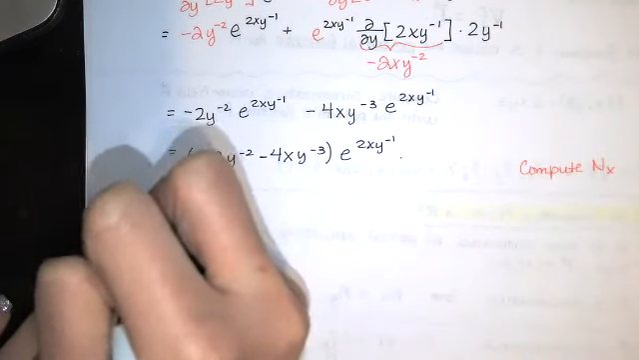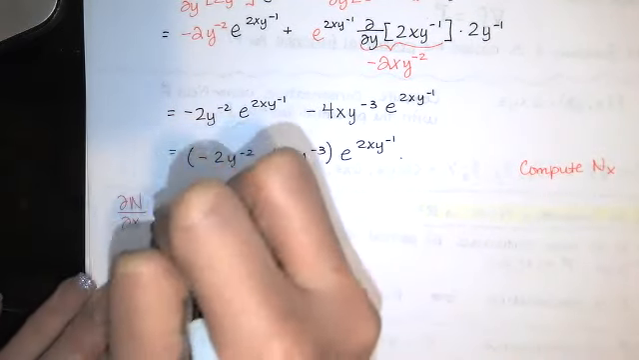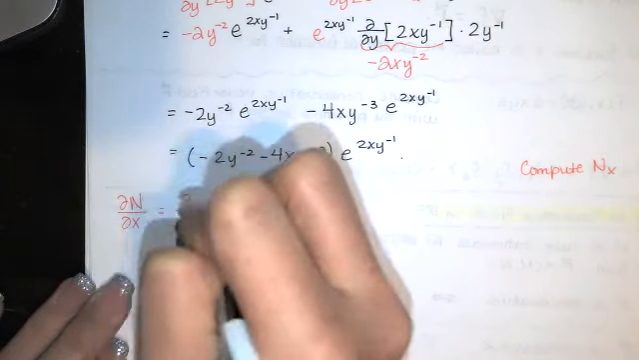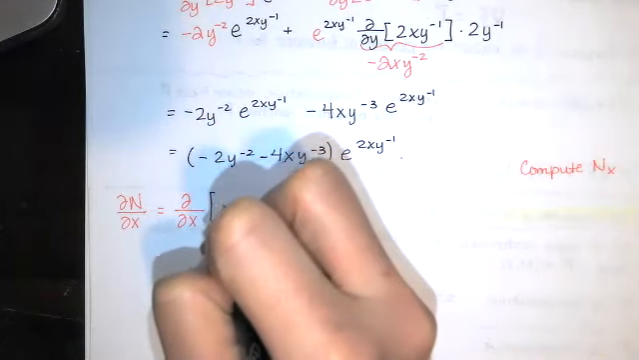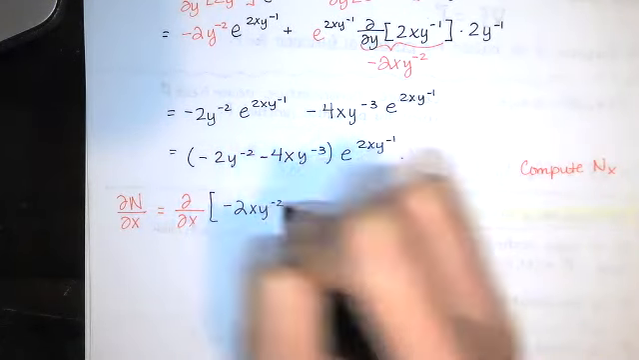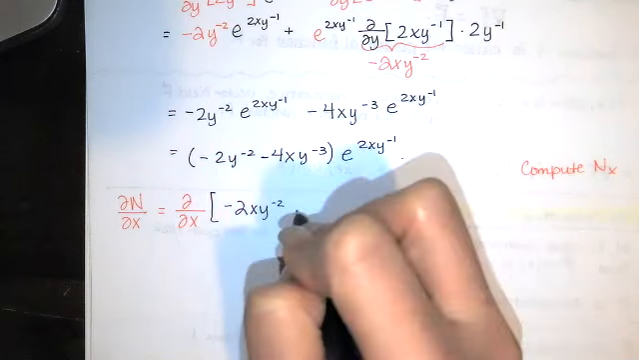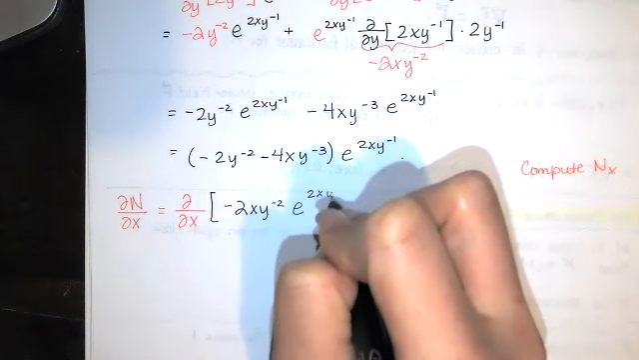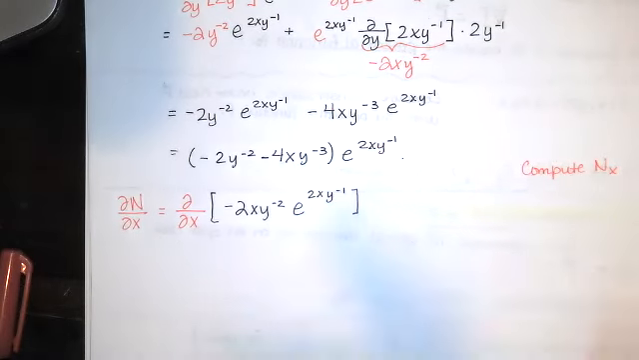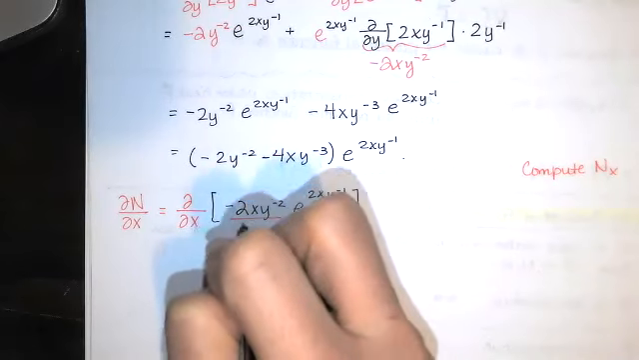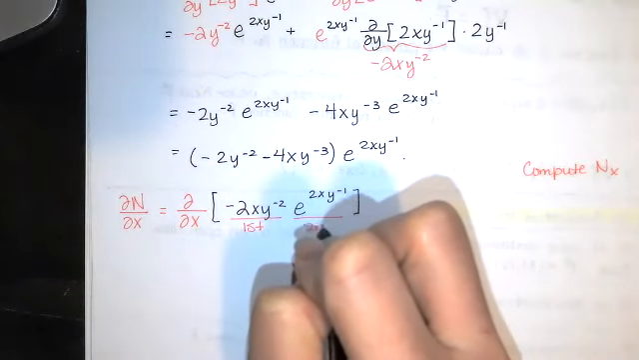So we're computing the partial derivative of n with respect to x. And I've got -2x, y to the -2, e to the 2x, and that y to the -1, or it can be written that way by bringing that y from the denominator up to the numerator. Okay, so we're going to use a product rule. We've got a first function and a second function.